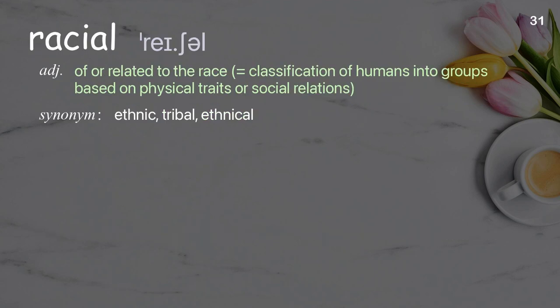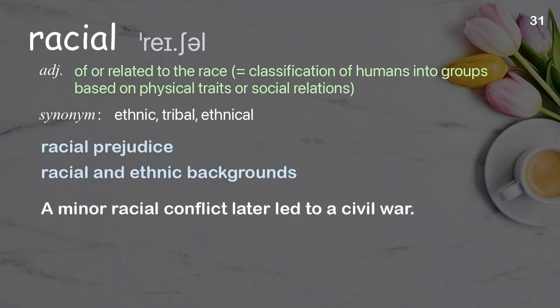Racial. Of or related to the race, equals classification of humans into groups based on physical traits or social relations. Examples: racial prejudice, racial and ethnic backgrounds. A minor racial conflict later led to a civil war.